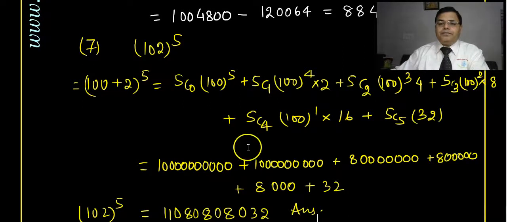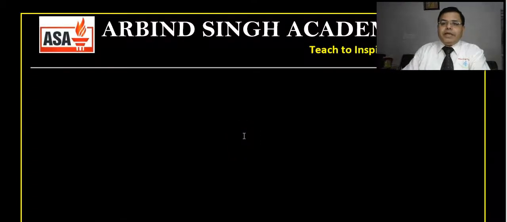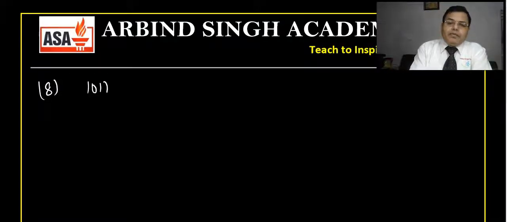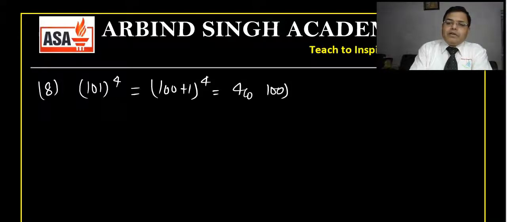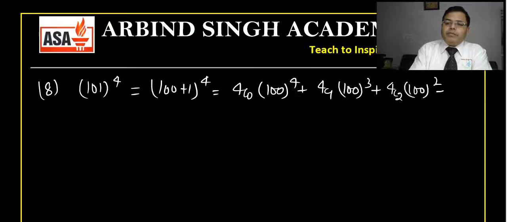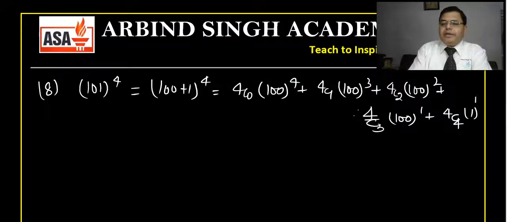So I hope you got it. Now question number 8, and question number 8 is given here. This is similar, you can do that. This is 101 to the power 4. This can be written as (100 plus 1) to the power 4, isn't it? So that is 4C0 100 to the power 4 plus 4C1 100 to the power 3 plus 4C2 100 to the power 2 plus 4C3 100 to the power 1 plus 4C4 1 to the power 4, no need to write here, isn't it?